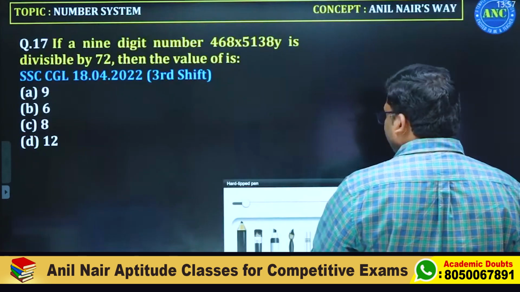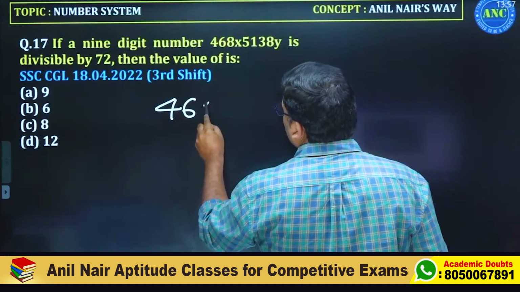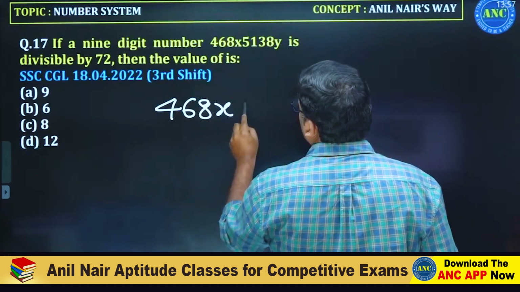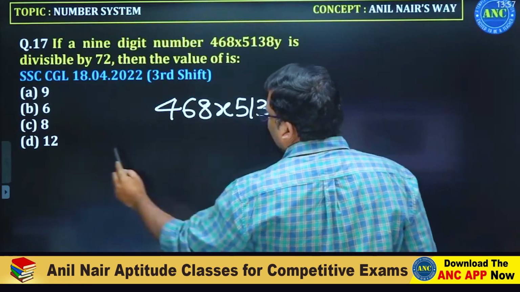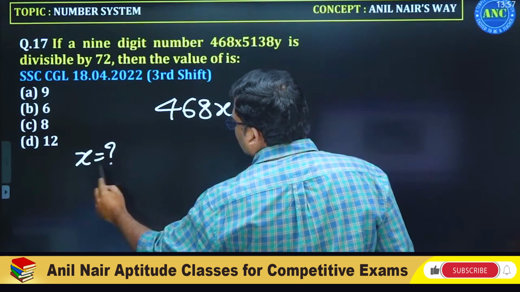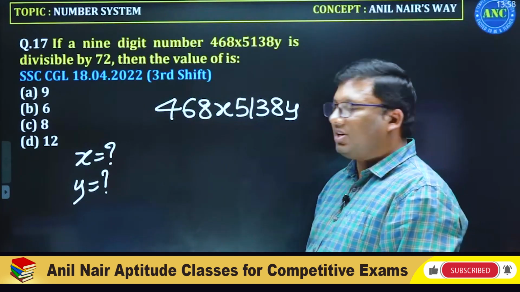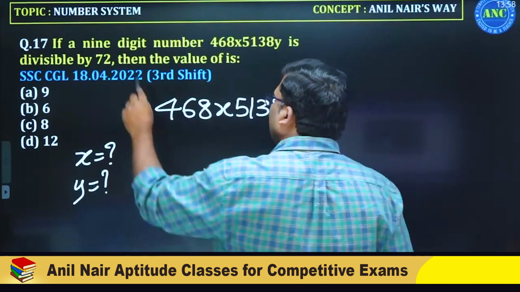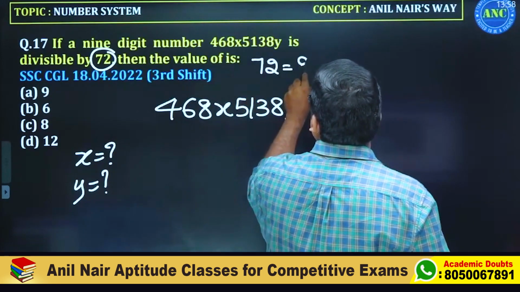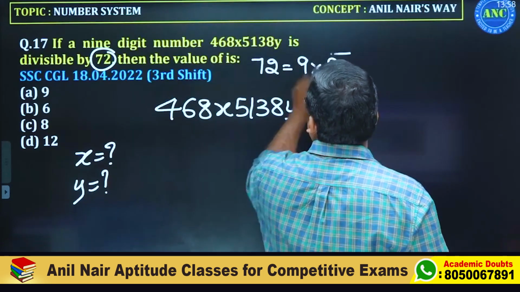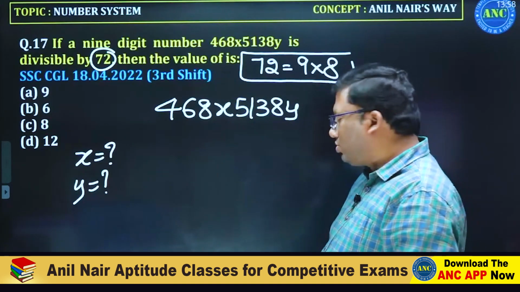Now see here. There is a 9-digit number 4, 6, 8, x, 5, 1, 3, 8, y. We'll find out the values of x and y. Here the expression is missing. This number is divisible by which number? 72. 72 is a composite number, so it is 9 into 8.